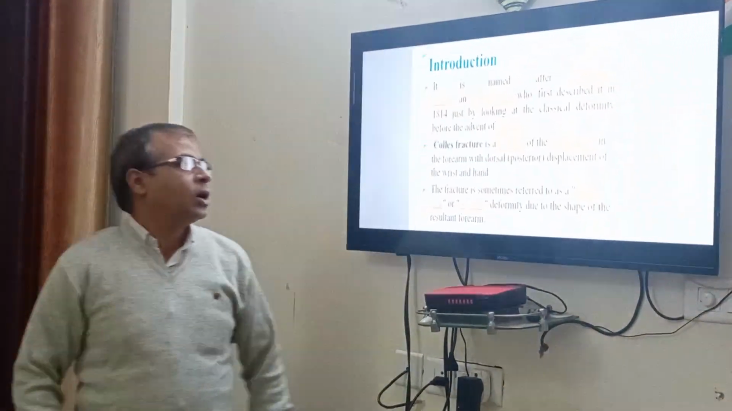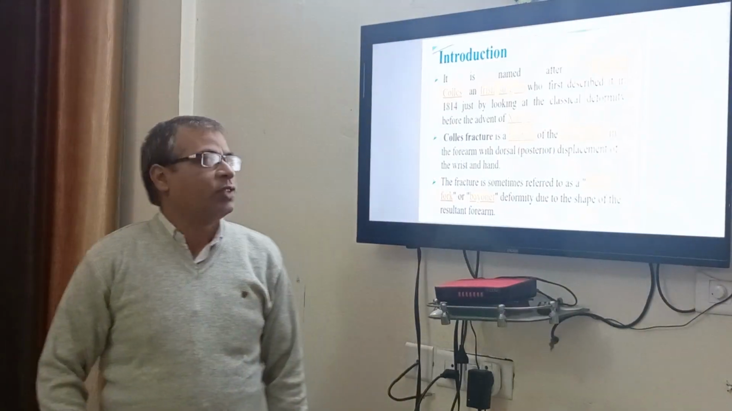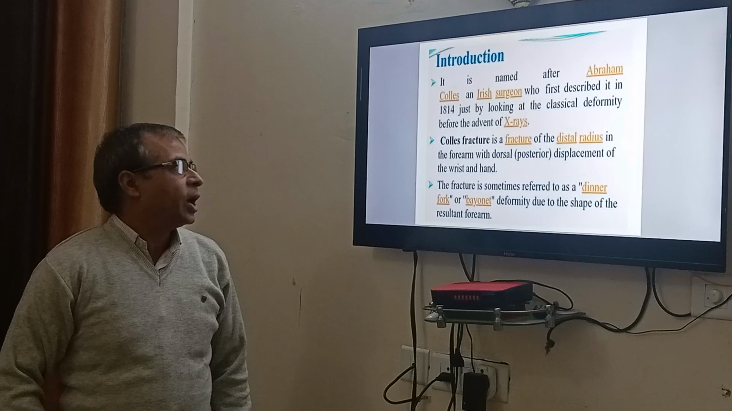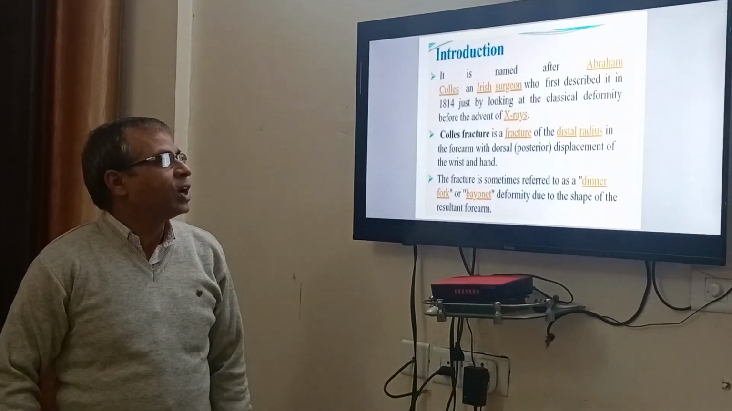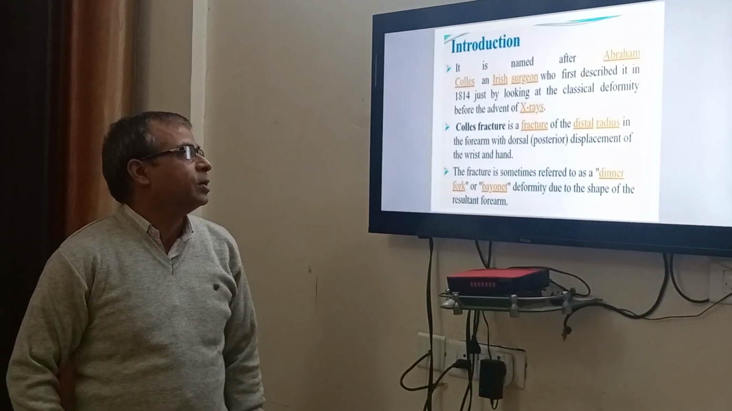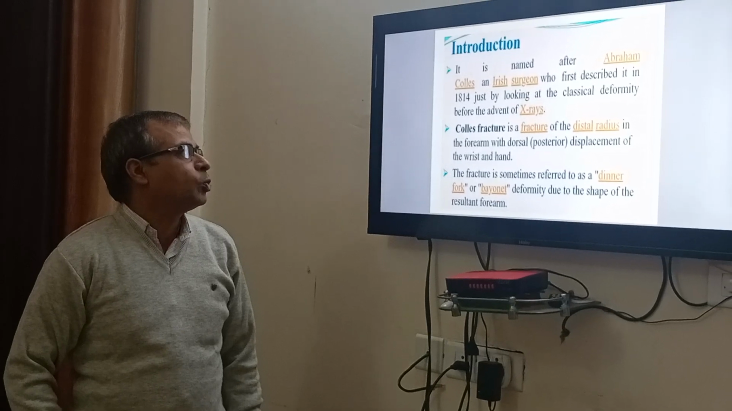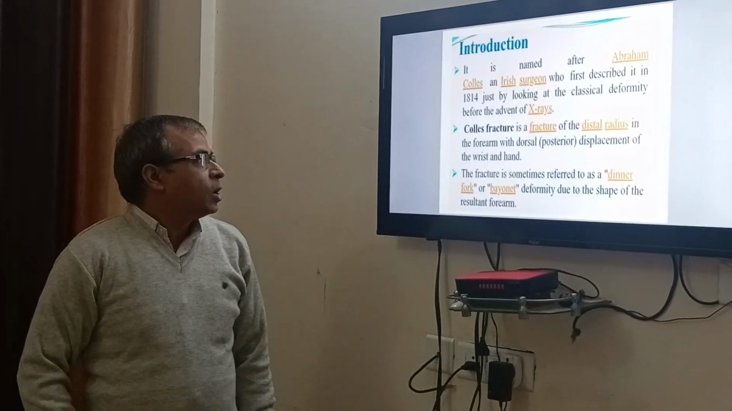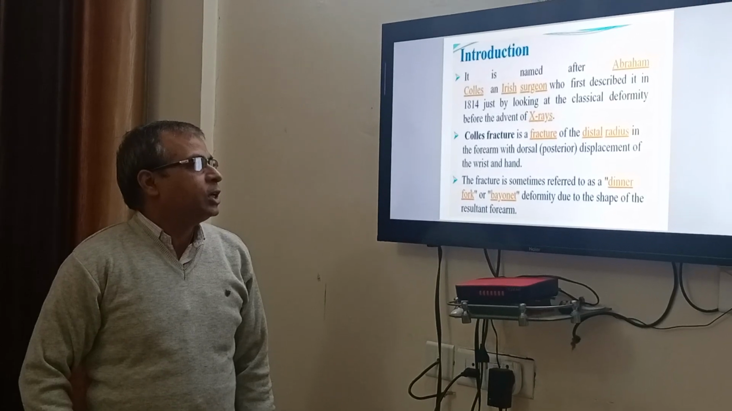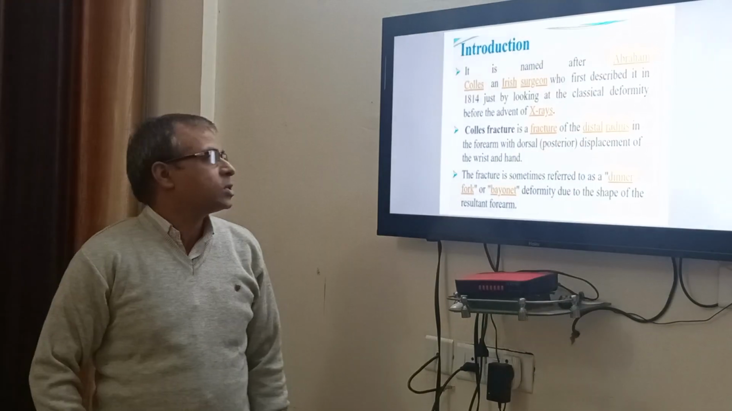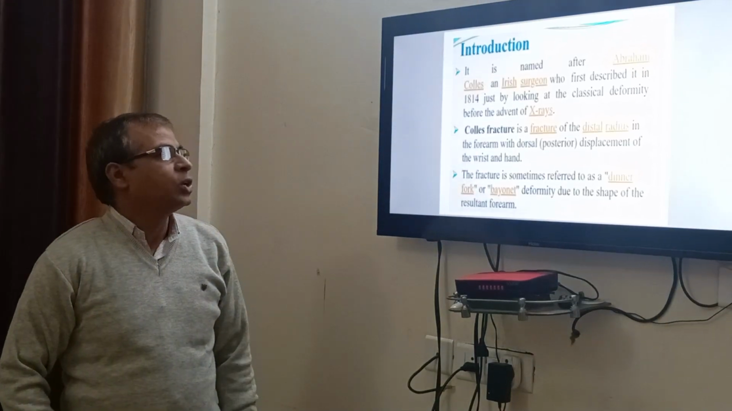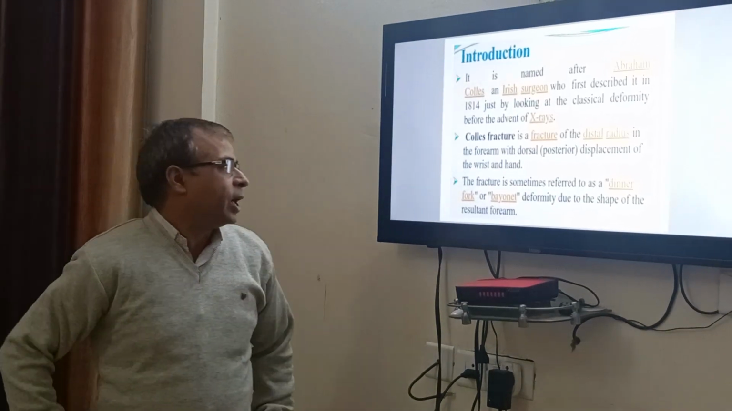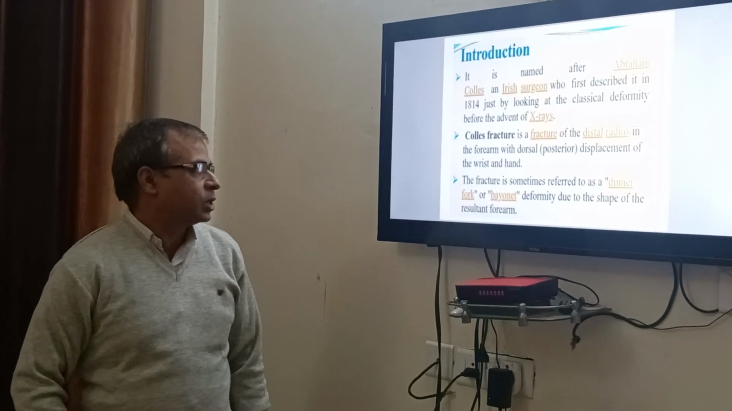It is the fracture of the distal end of the radius, and it is named after Abraham Colles, an Irish surgeon who first described it in 1814 just by looking at the classical deformity before the advent of X-rays. Colles fracture is a fracture of the distal end of the radius in the forearm with dorsal or posterior displacement of the wrist and hand, or the distal fragment, you can say.